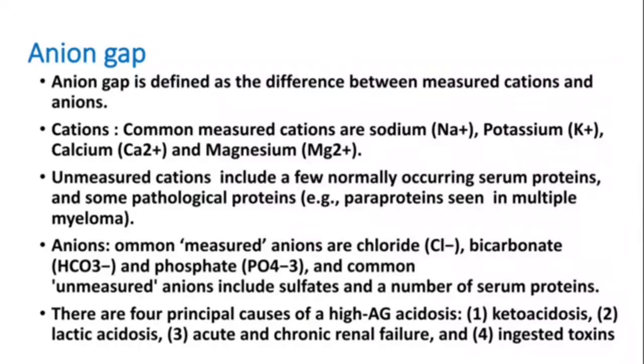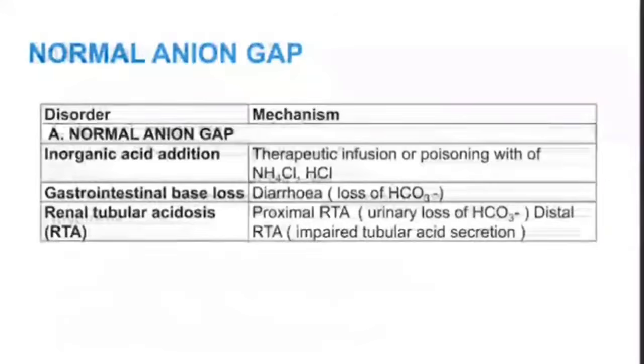Causes for normal anion gap acidosis are inorganic acid addition, like therapeutic infusion or poisoning with sodium chloride or HCl. Gastrointestinal base loss, that is diarrhea, loss of bicarbonate. Renal tubular acidosis, whether proximal or distal. So all will produce normal anion gap acidosis.